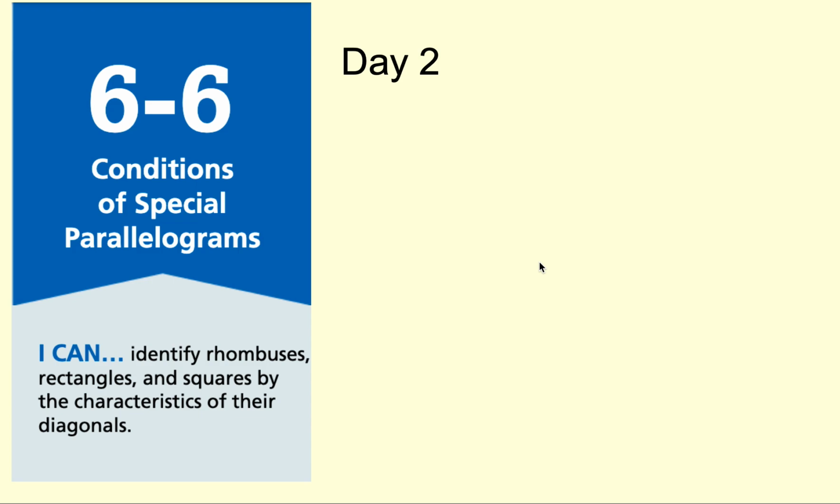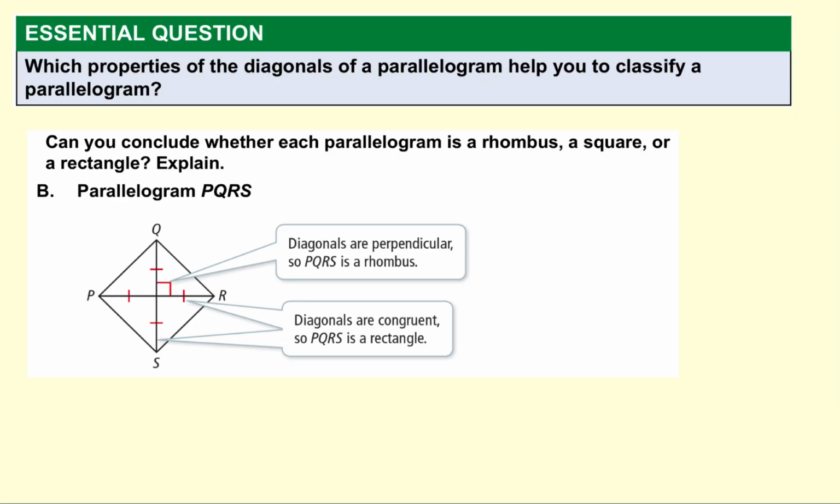I can identify rhombuses, rectangles, and squares by the characteristics of their diagonals, day 2. Let's take a look at this situation. There are two things happening with the diagonals here. One, the diagonals are perpendicular, and that tells me that officially it's a rhombus. Now this parallelogram also has congruent diagonals, and when diagonals are congruent, we can officially say this is a rectangle. When you can identify something as a rhombus and a rectangle, the best word to use is a square. So this is a square.